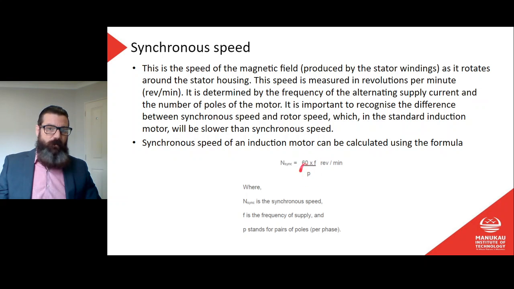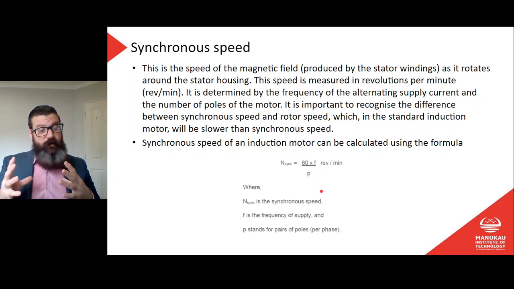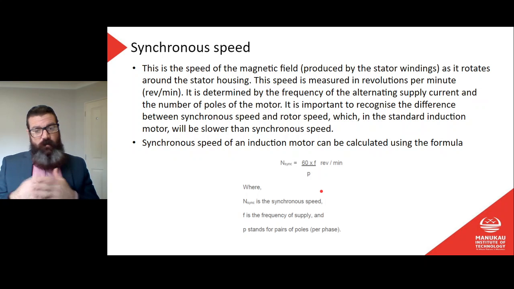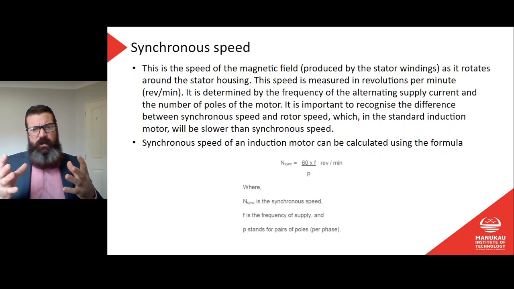We divide that by the number of pairs of poles. So if it was a 2-pole motor, it would be 3,000 divided by 1, 3,000. If it was a 4-pole motor, then I've got 2 pairs of poles, so it's going to be 3,000 divided by 2, which would be 1,500. And that's why I say, if the nameplate on your motor says 1,500 revolutions per minute at 50 hertz, I know that that's a theoretical speed, because that's 60 times 50 divided by 2 pairs of poles, 1,500 revolutions per minute, which is a standard speed.